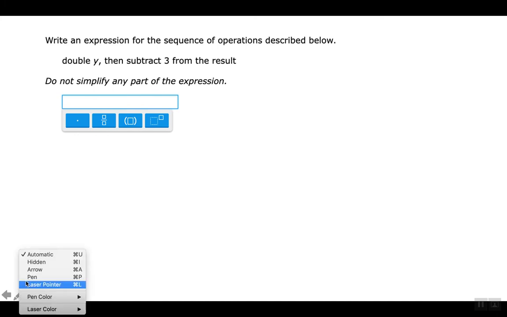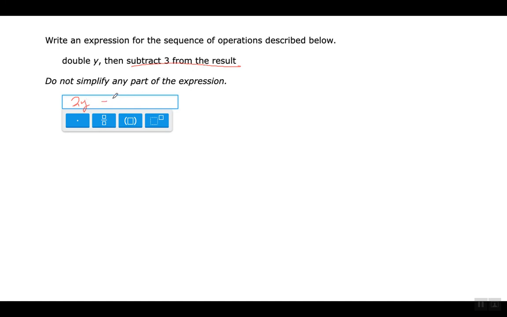Okay, double y, then subtract 3 from the result. Okay, so to double it means to multiply it times 2. Doblarlo, hacerle doble quiere decir multiplicarlo por 2. Y restar 3 del resultado. Subtract 3 from the result.